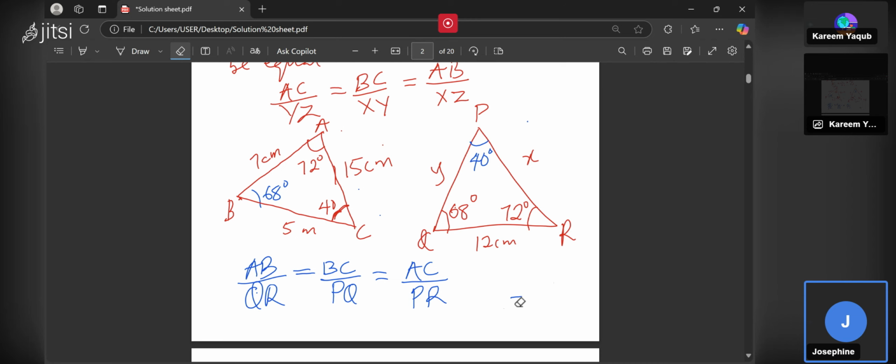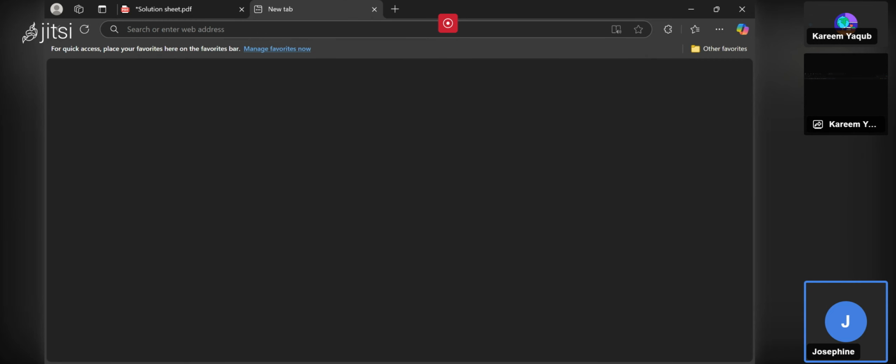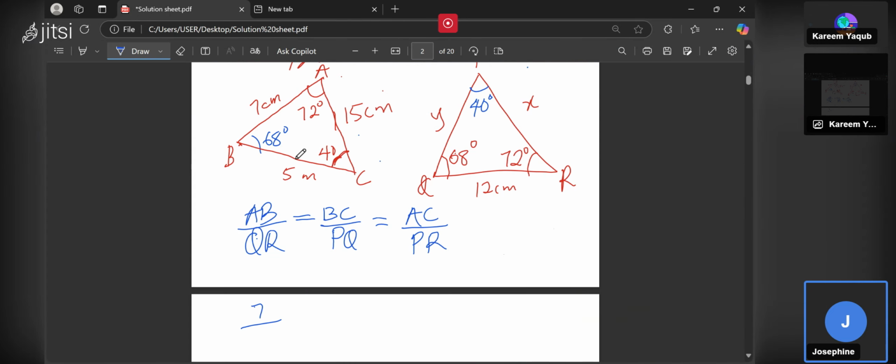So having known this, we are now going to put the values of the sides in what we have here. AB is 7, I'll put 7. QR is 12, I'll put 12, equals to BC is 5. PQ is y, I'll put y there. AC is 15, I'll put 15. And then PR is x, I'll put x.